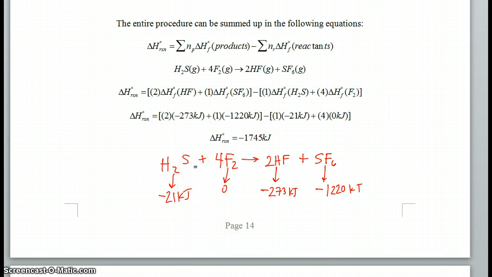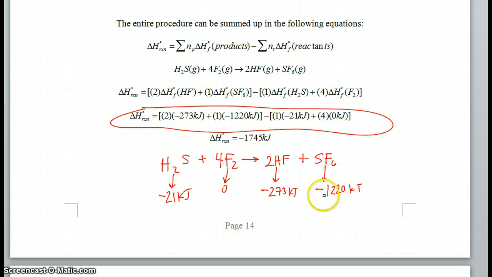Okay, so all we have to do to figure out the delta H of the reaction that we're given is to do the products minus reactants. So I multiplied 2 times this HF value because there's a coefficient of 2, and then I add to that the negative 1,220, so all of that goes in brackets, and you add those two values together, and then you subtract the reactants, which have each been multiplied by their coefficients. Okay?